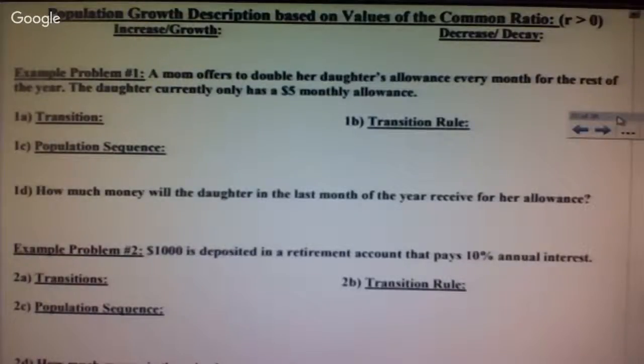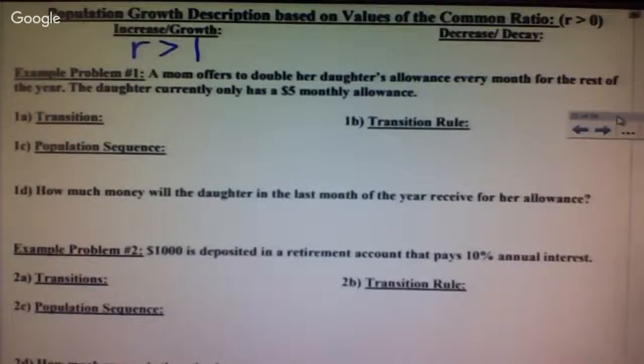Your R value will always be greater than 0. If we're showing growth, your R value is actually going to be greater than 1. So it's going to be like 1.5, 2.7, 3/2. It's going to be a bigger number than 1.